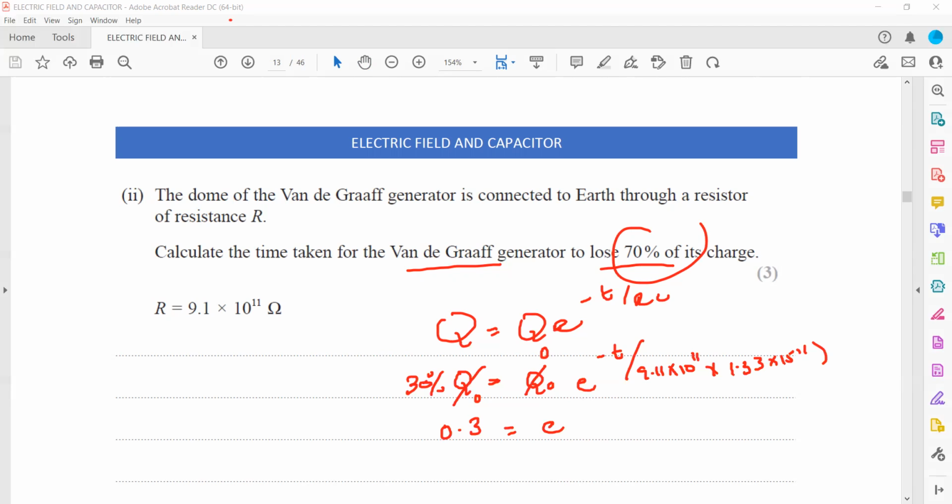So we'll take ln both sides. So this will be ln 0.3. ln will cancel with e, so it will be minus t divided by 9.11 into 10 to the power 11 into 1.33 into 10 to the power minus 11. And then when we take ln of this it will also give negative, so minus will cancel with minus, and this all will go there in multiplication. So the time it will take is about 14.6 seconds to discharge. So that is the time taken by this Van de Graaff generator to discharge.